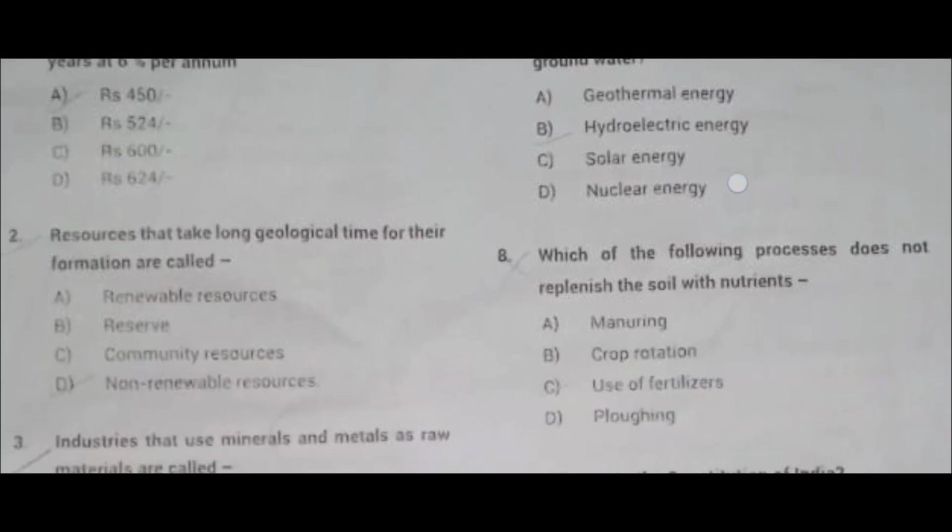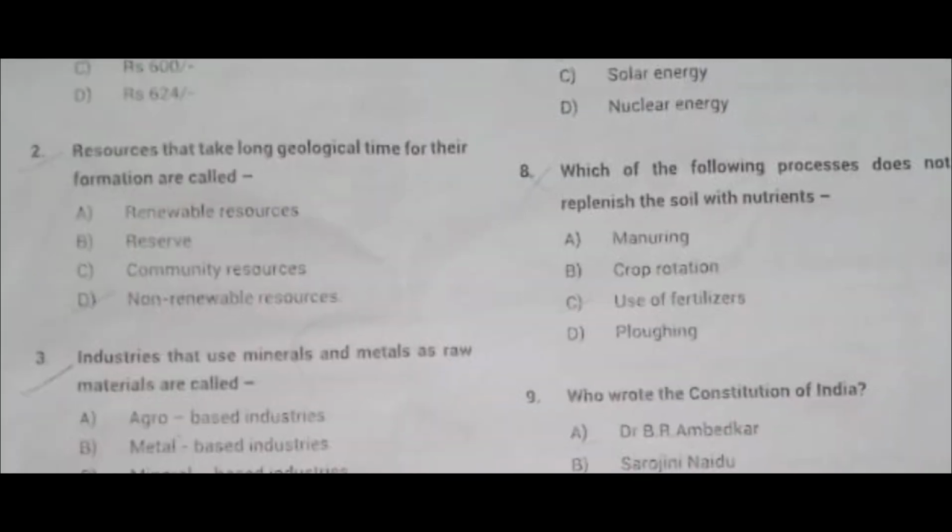All right. Next question. Resources that take long geological time for the formation are called: renewable resource, reserve, community resources, or non-renewable resources. So here the correct option is option D, the last one, that is non-renewable resources.